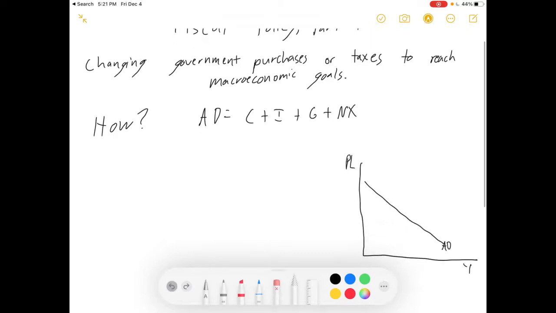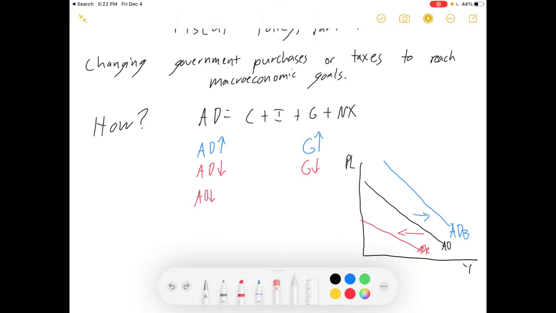So let's draw an aggregate demand curve. If G goes up, aggregate demand goes up. That would be a shift to the right, AD B for blue. If government spending goes down, aggregate demand goes down. That would be a shift to the left, AD R for red. So the government side is really straightforward. The tax side's a little less so, but it's still pretty direct.